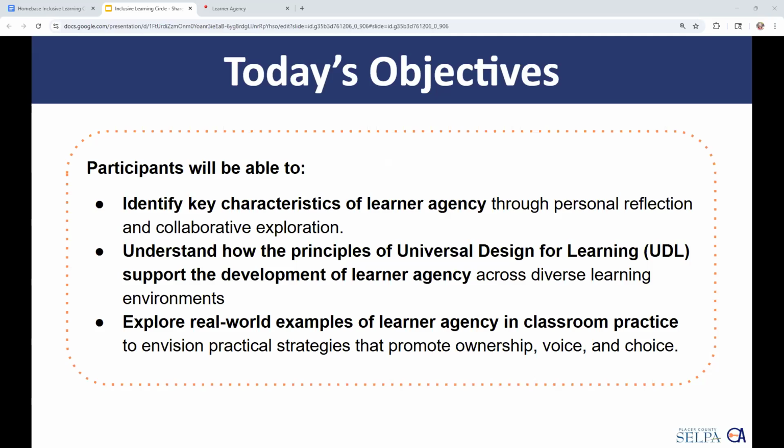For today's objectives, we would like you to be able to identify key characteristics of learner agency through personal reflection and collaborative exploration. Then, to understand how the principles of universal design for learning support the development of learner agency across diverse learning environments, and to explore real-world examples of learner agency in classroom practice to envision practical strategies that promote ownership, voice, and choice. We're going to show you some of those examples later in the presentation.